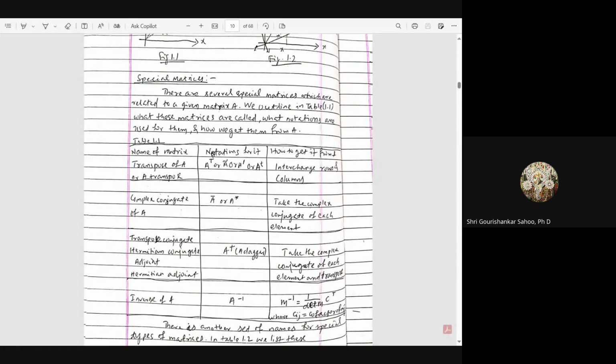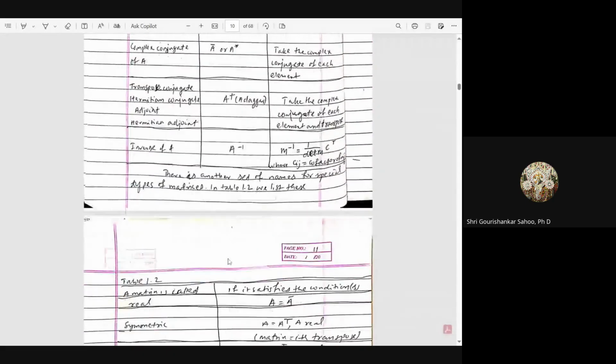What is the inverse of A? It is written as A superscript -1 or A inverse. This is nothing but M inverse, M superscript -1. This will be evaluated by using the formula 1 by determinant of M, multiplied by C to the power T, where Cij is the cofactor. Then similarly you can get your inverse.